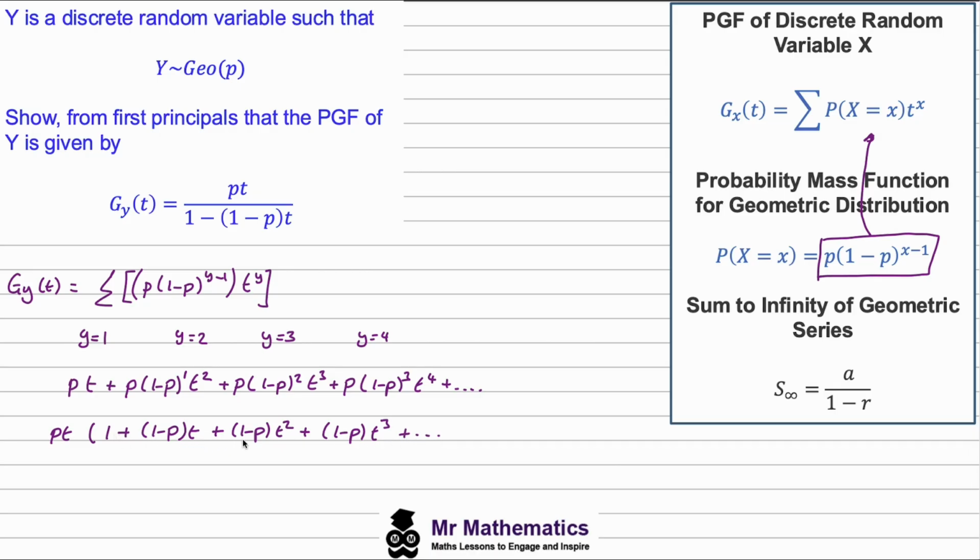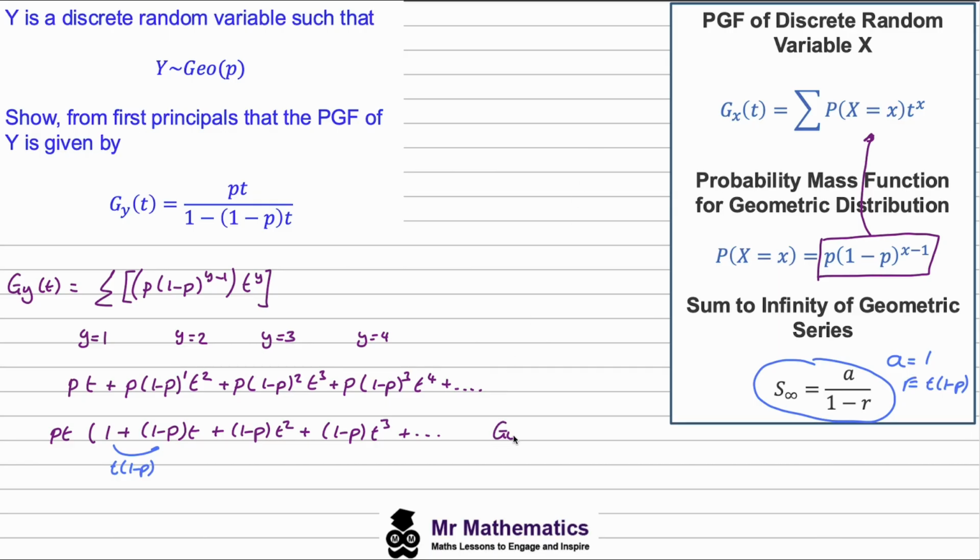Now, can you see what's happening here? We've got a geometric series where the common ratio, our r, is t times 1 minus p. And because p is a probability, we're looking at a convergent series to infinity. So we can use this equation to simplify the summation. We know that a is our first term, which is 1, and we know that r, the common ratio, is t lots of 1 minus p. So we can substitute these values into here.